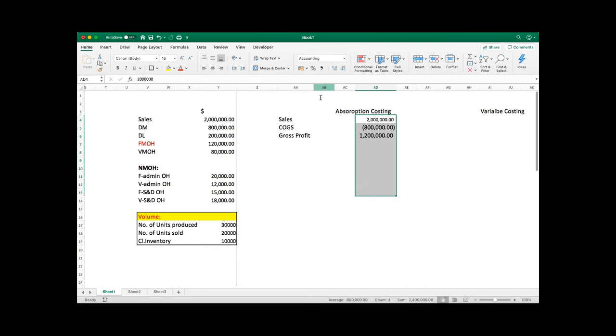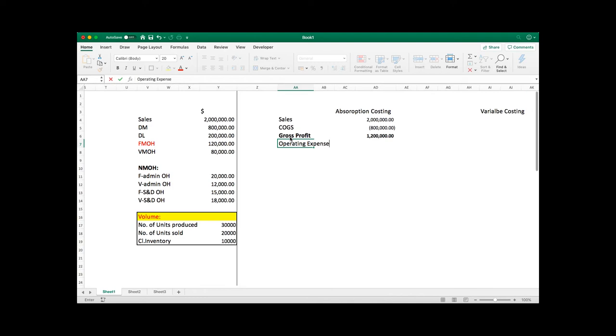So this information we are going to use in the absorption costing method. Sales, 2 million. Cost of goods sold, this amount, 800,000. This is gross profit.